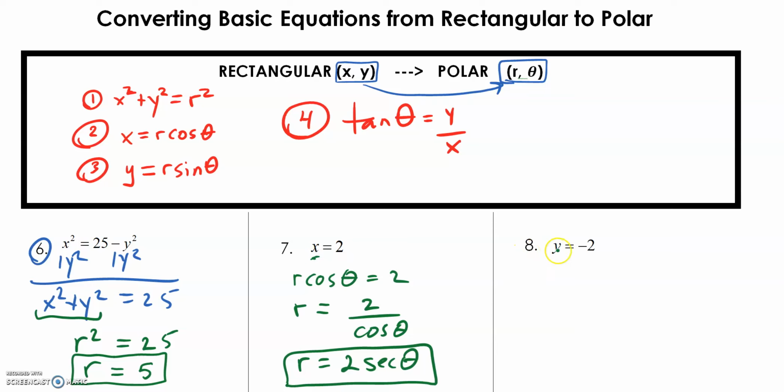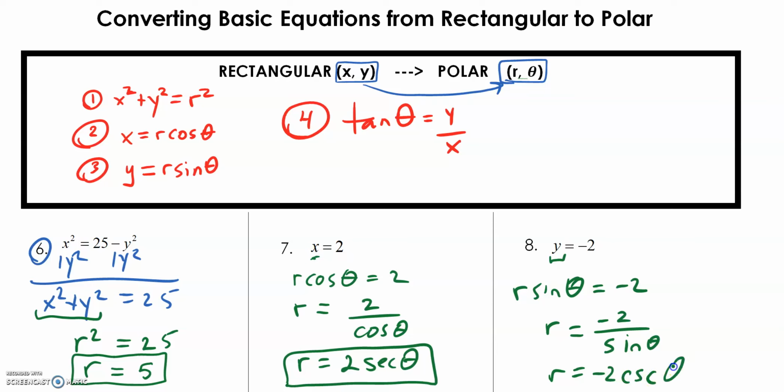And number 8, very similar to number 7, I see a y, and there is a direct substitution for y. Y ends up being r sine of theta equals minus 2. And then doing the same thing we did for simplification in number 7, we could say r is equal to minus 2 over sine of theta, which is minus 2 cosecant of theta. This will be the most simplified version. So once again, to make this transition, what we know is that 1 over sine of theta equals cosecant of theta.